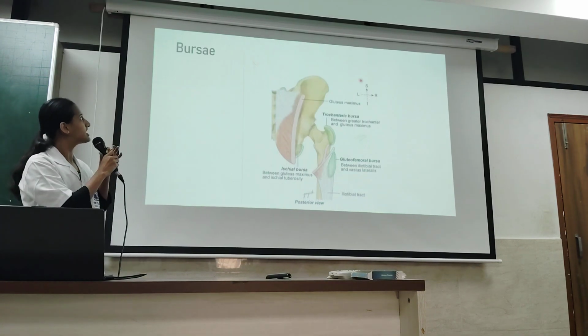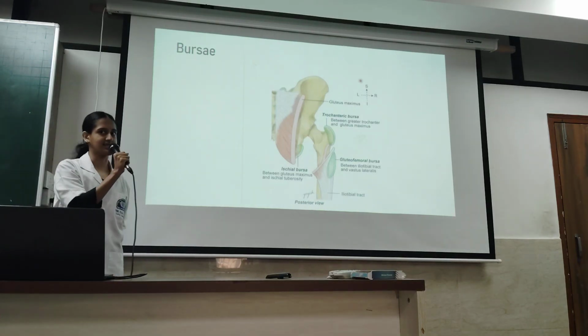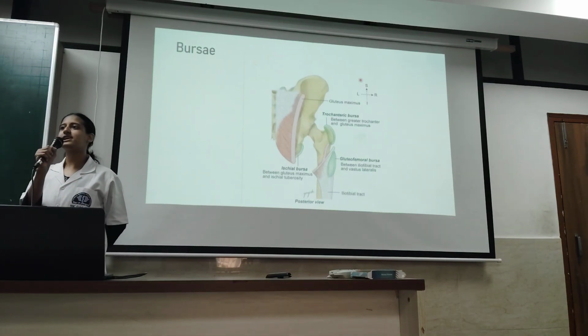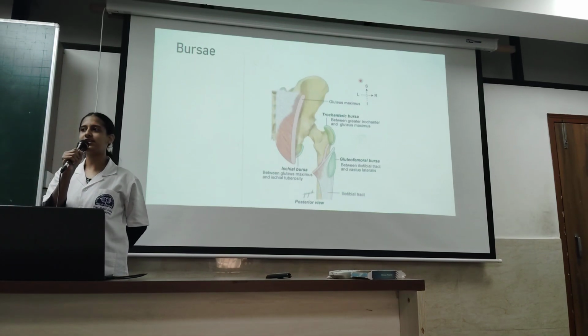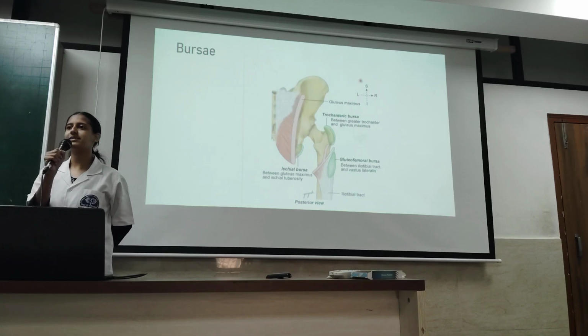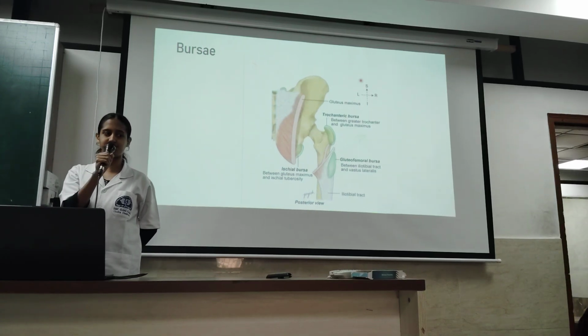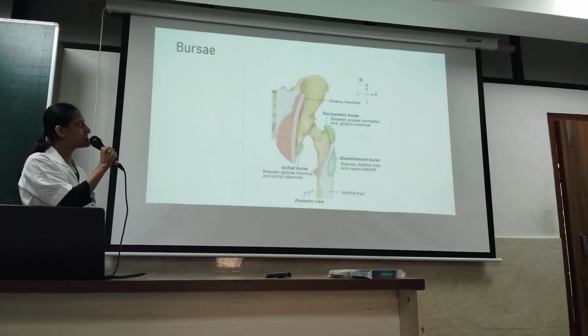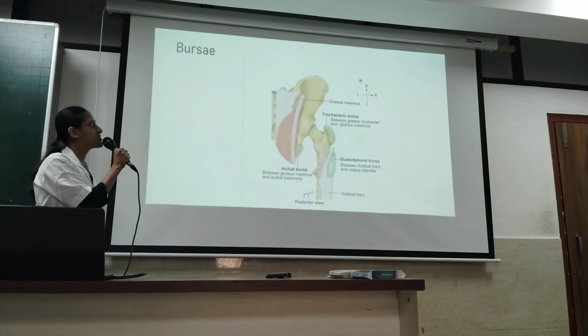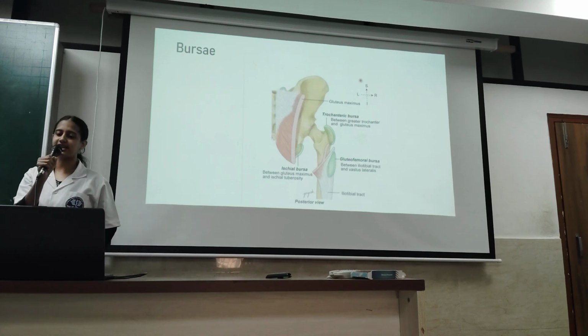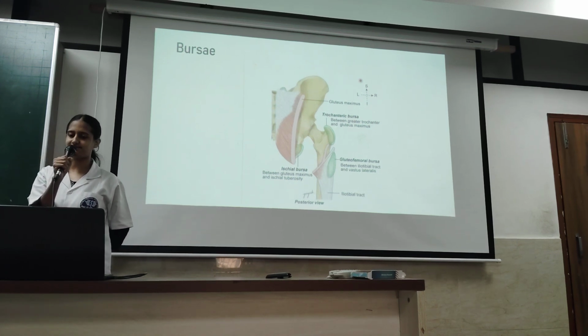Now, moving forward, we'll understand about bursas. What are bursas? Bursas are thin synovial fluid-filled linings, and their main action is lubrication. They reduce the friction between the bones as well as the tissues. The first one is called the trochanteric bursa. The trochanteric bursa is present between the greater trochanter and the gluteus maximus muscle.